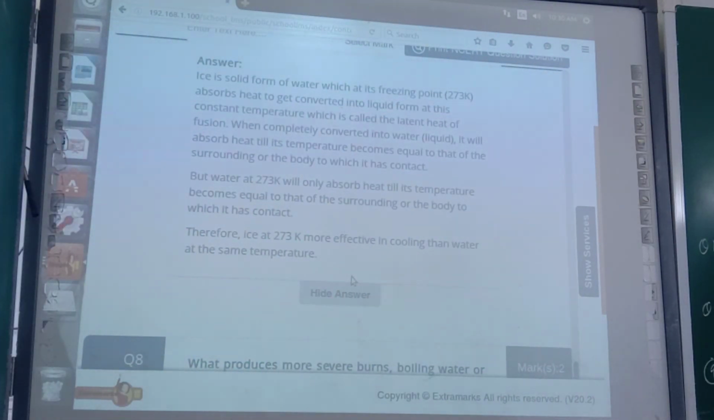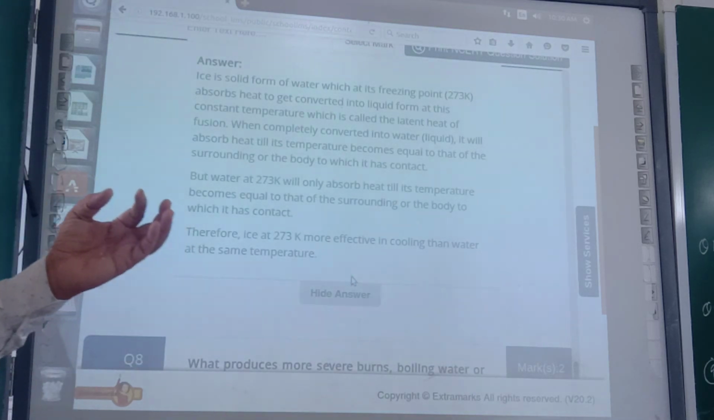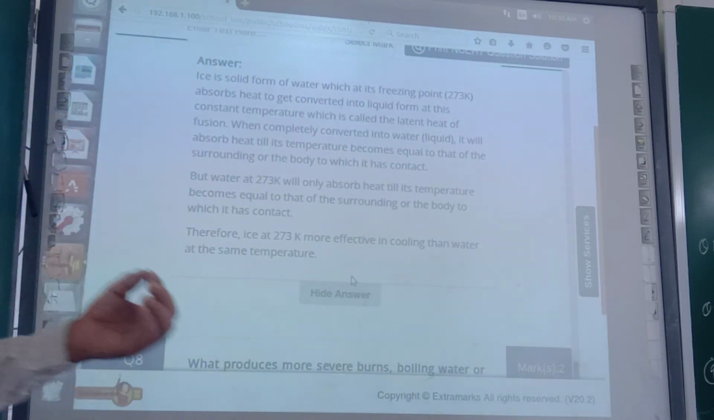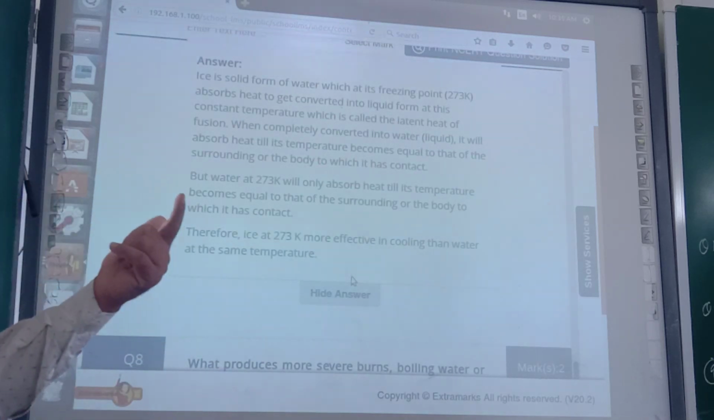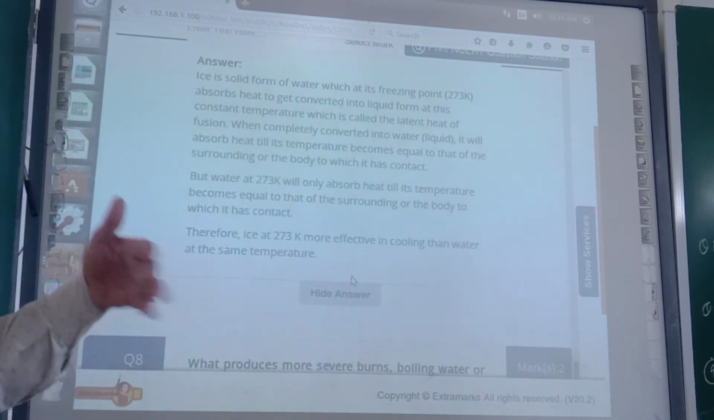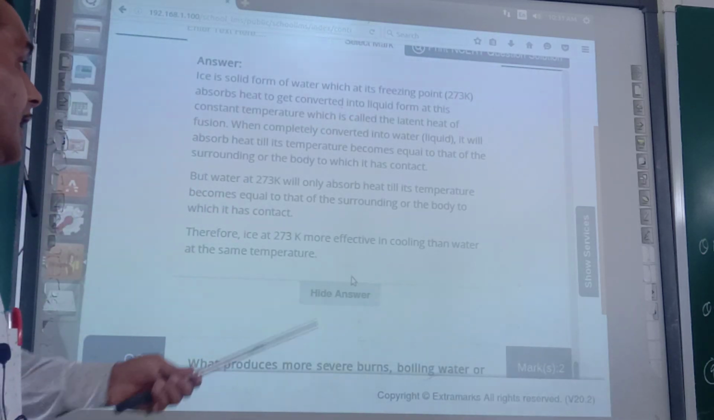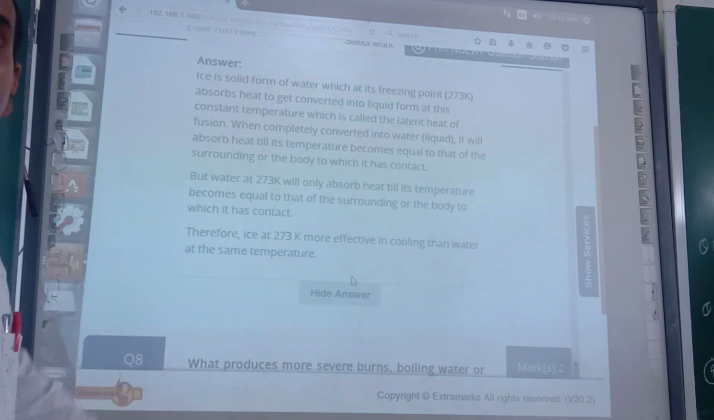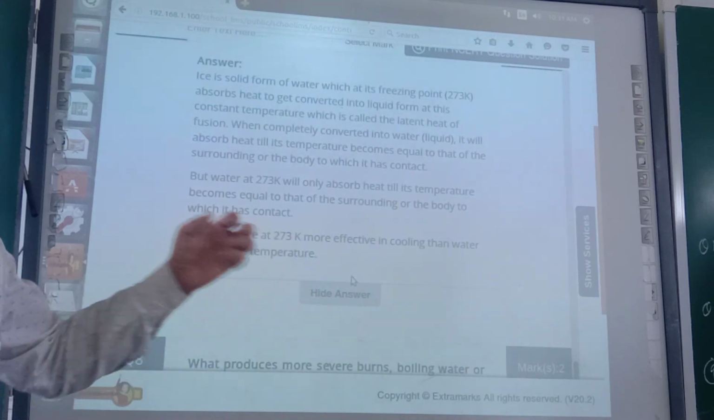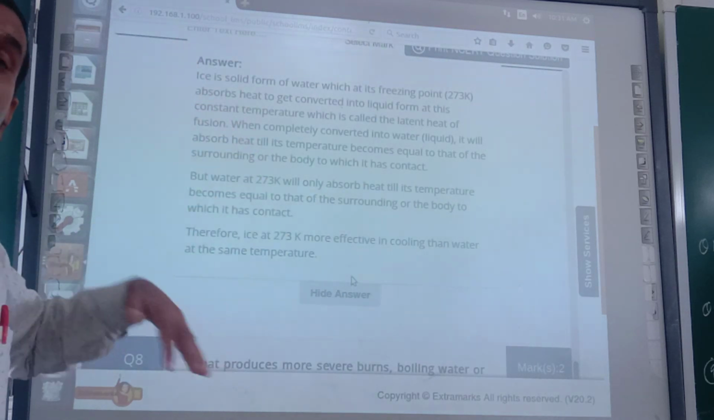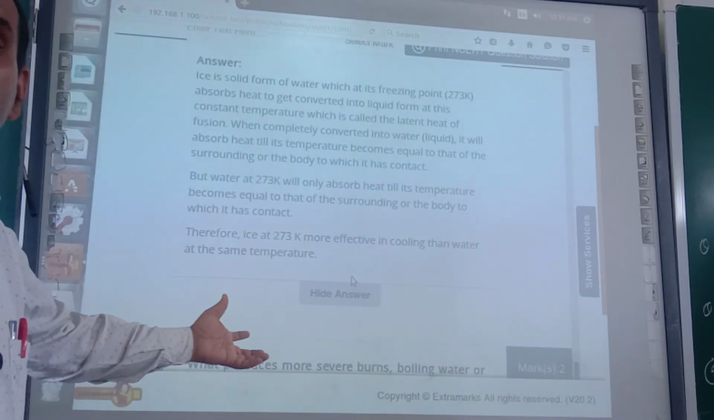Actually, the way they have explained, that is not clear. What I am telling, that is clear. Ice has to take a small amount of heat to be converted into liquid state, okay? And the moment it absorbs a small amount of heat, it will be converted into liquid state and it will provide more cooling. While water, what is there? Water has to absorb the heat so that their temperature becomes equal to the surrounding. So only a little bit of heat it will absorb because its boiling point is very high. Okay, so more amount of heat it cannot absorb from the body.